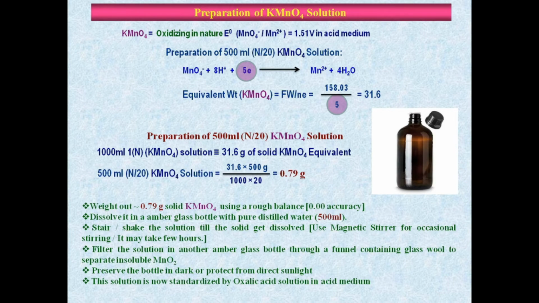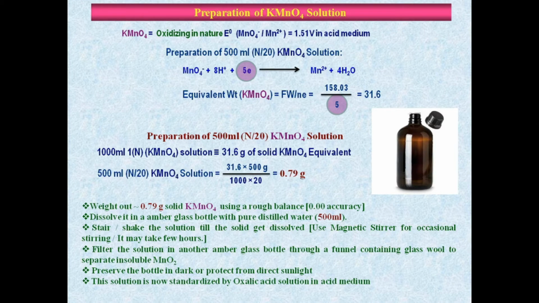For this purpose, a magnetic stirrer can be used, or this step can take a few hours or even overnight. Next, after dissolving all the particles of potassium permanganate in water, we have to filter the solution into another amber glass bottle through a funnel containing glass wool to separate insoluble manganese dioxide as impurity.